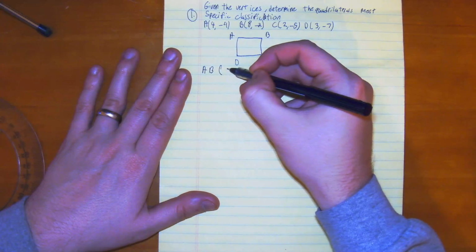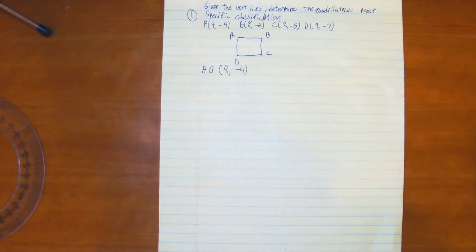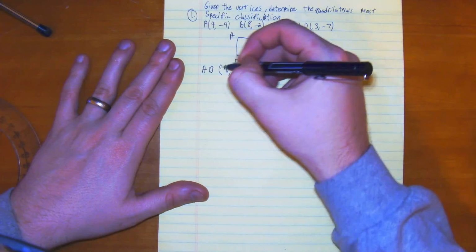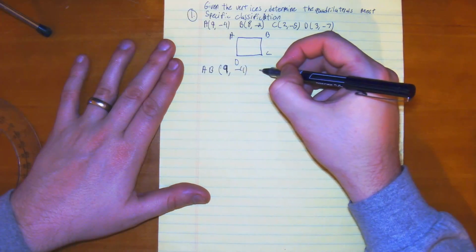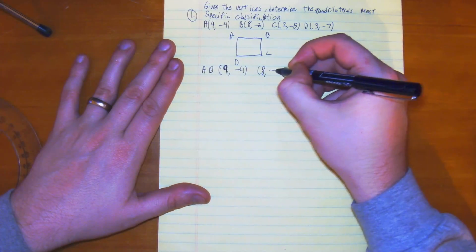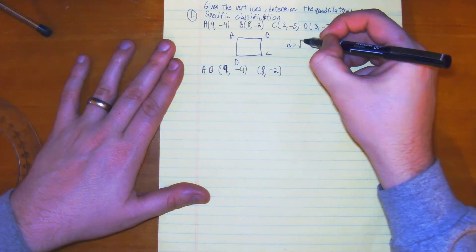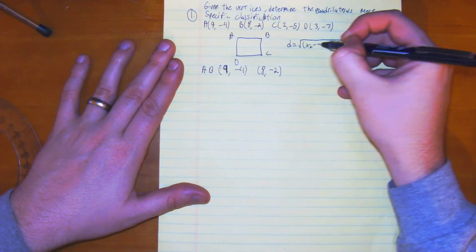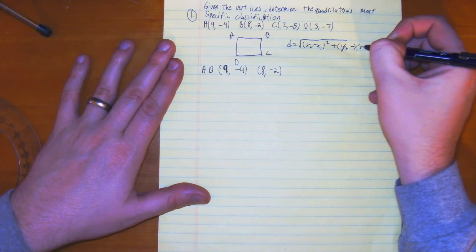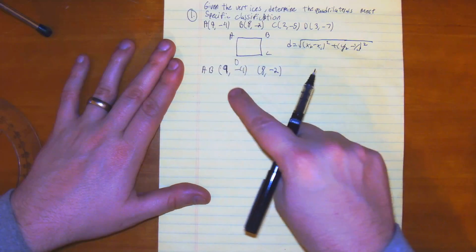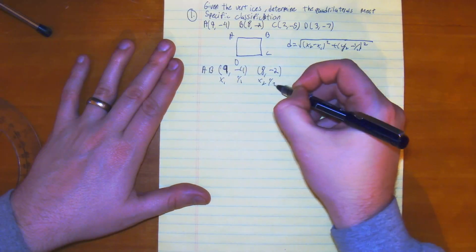A is at 4, -4, I believe. Let me just make sure I wrote that right. No, it's 9, -4. It's 9, -4. And then B is at 8, -2. So for us to do it, we're going to be using the distance formula, which states it's x2 minus x1 squared plus y2 minus y1 squared. So I'm going to label these x1, y1, x2, y2.